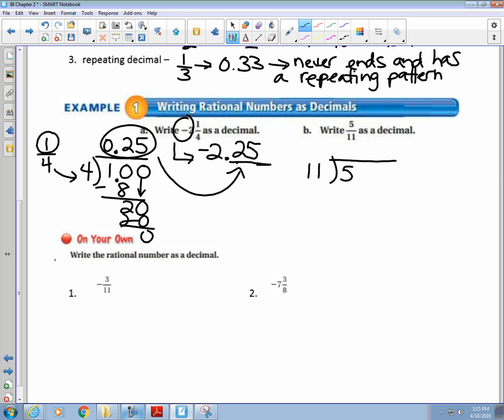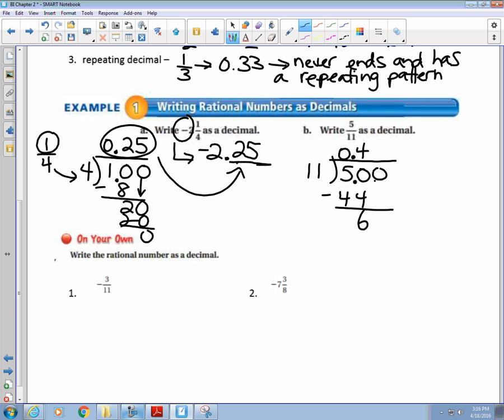So 11, does it go into 5? 0 times. Add a decimal and bring it up to the top. Add a 0 to our 5. Does 11 go into 50? It does. It goes in 4 times. 4 times 11 is 44. So we subtract the 44 from 50, and that's a remainder of 6.